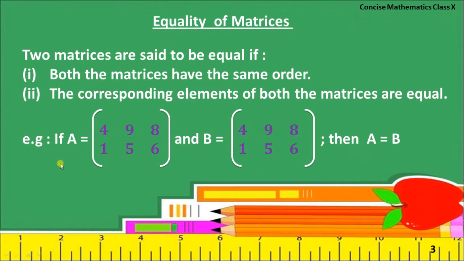The matrix A is of the order 2 by 3, 2 rows, 3 columns, and the matrix B is also of the order 2 by 3, 2 rows and 3 columns. Hence the first condition is satisfied, that both the matrices are of the same order. What is the second condition? Corresponding elements. That means, observe here, in the first row we have the elements 4, 9, 8. Similar elements should be there in the first row of the matrix B, that is 4, 9, 8. The second row 1, 5, 6, here also 1, 5, 6. Hence we can say that matrix A is equal to matrix B.